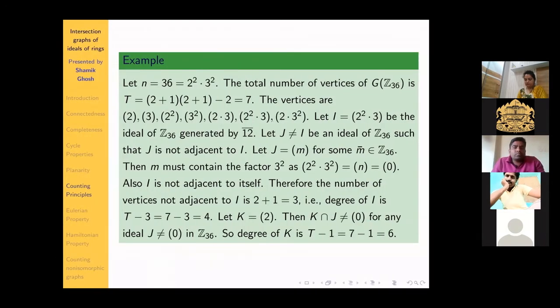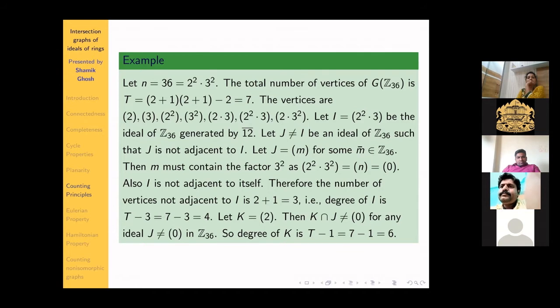For example, for Z36, you see first how many vertices there are. This is 2 square into 3 square. So the total number of factors is (2 + 1) into (2 + 1), and minus 2 because we exclude 1 and 36. So there is 3 into 3, 9 minus 2, 7. There are 7 vertices, and those are written here: 2, 3, 2 square, 3 square, 2 into 3, 2 square into 3, 2 into 3 square. So these are all the vertices, 7 vertices.